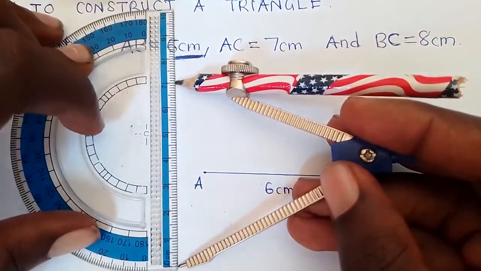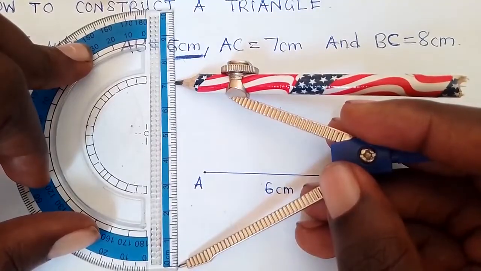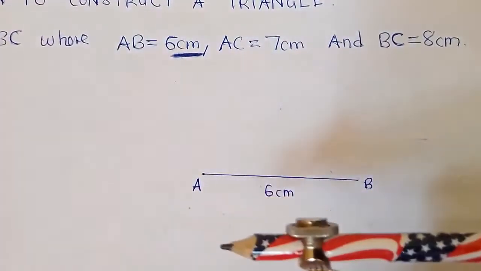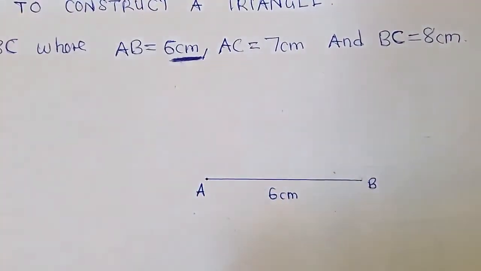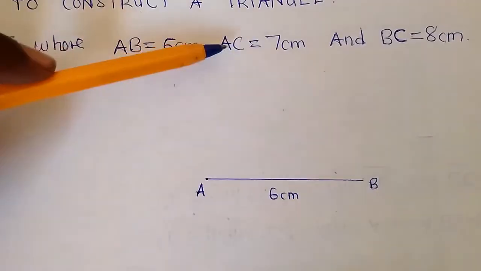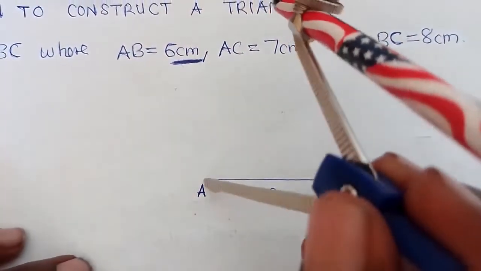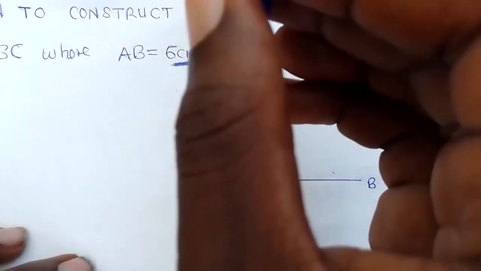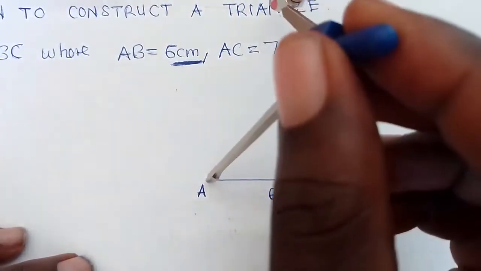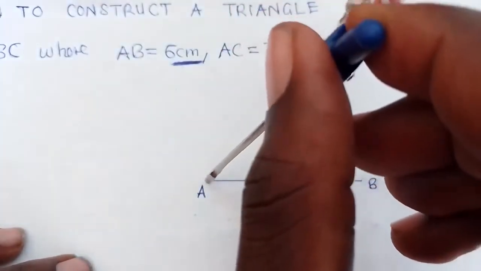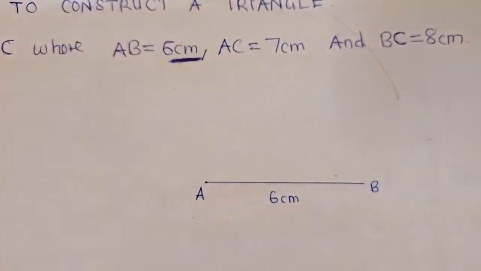This is my 7 centimeters. So what are they saying? They are saying AC. Since they are saying AC, A is here, so I go to where A is, and then you put an arc like that. A is here. Then you put an arc like that. That is what you are going to do.